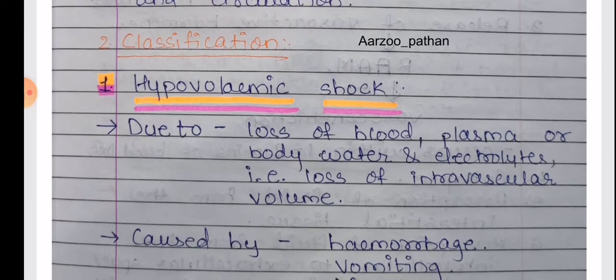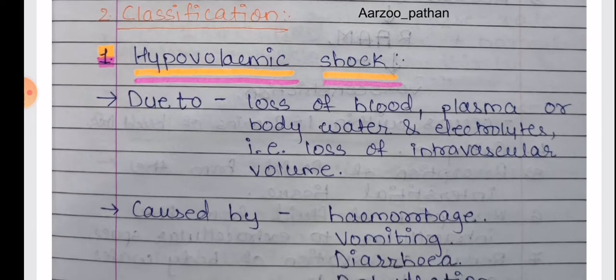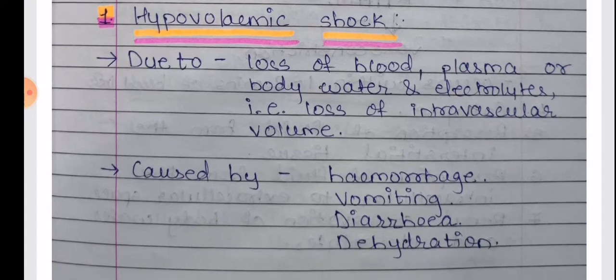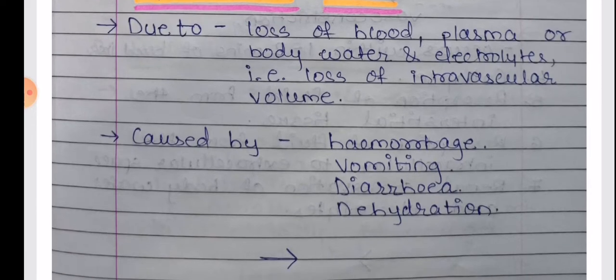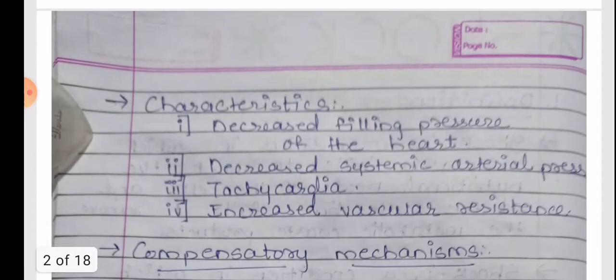Now let us move into the classification. The first and most important classification, and the most frequently asked 5 marker in our paper, is hypovolemic shock. Hypovolemic shock occurs due to loss of blood, plasma or body water and electrolytes, that is loss of intravascular volume. It could be caused by hemorrhage, vomiting, diarrhea and dehydration.